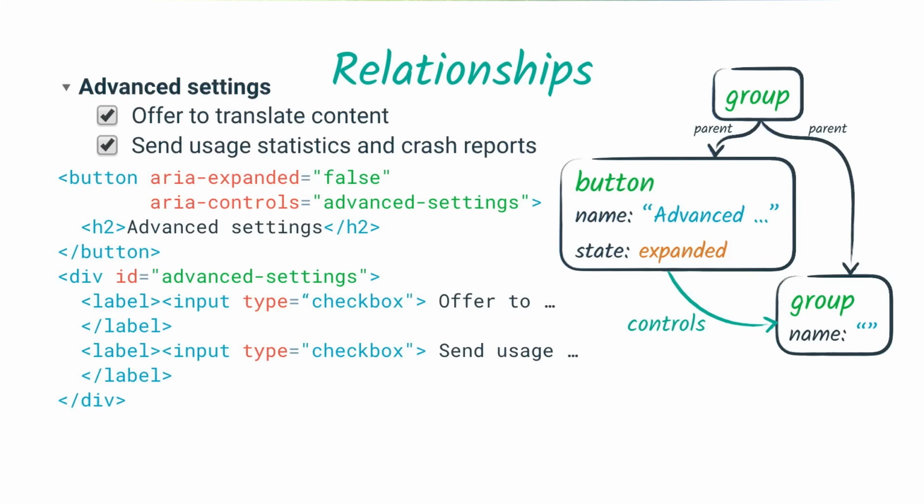ARIA can also express semantic relationships between elements, which go beyond standard DOM parent, child, and sibling relationships. One example of a more complex relationship is something like this controls that. In this case, we have a button which controls whether a particular part of the page is visible or hidden in the form of a disclosure widget.